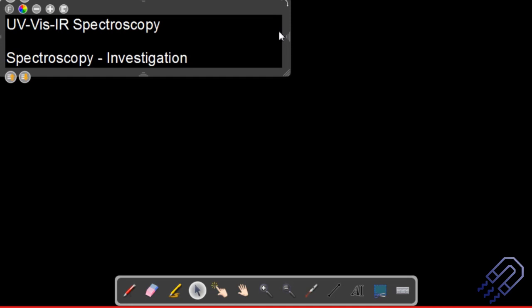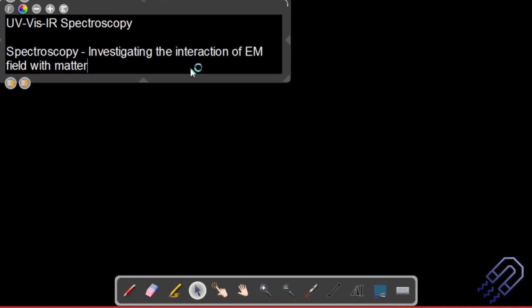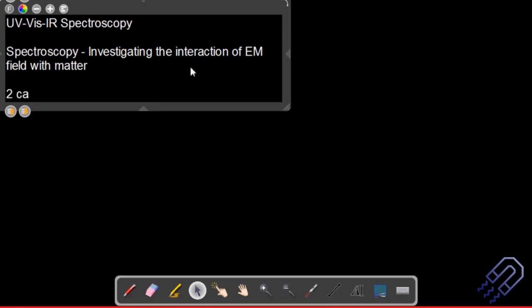So spectroscopy, if I say, what we do is we investigate the interaction. If you have any kind of electromagnetic radiation falling on matter, how does it interact? Is it getting absorbed? Is it getting reflected more? Or is it not interacting with the matter? Everything comes under what we call spectroscopy: investigating the interaction of electromagnetic fields with matter. This is the basics of spectroscopy.